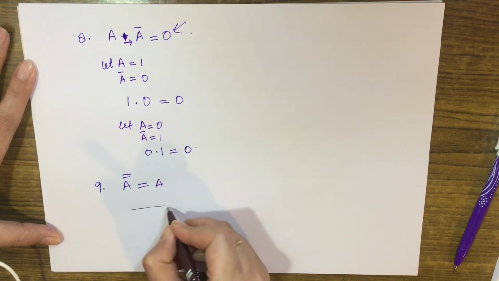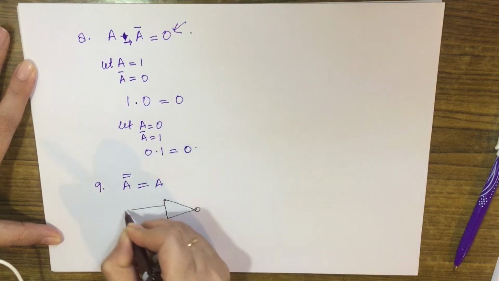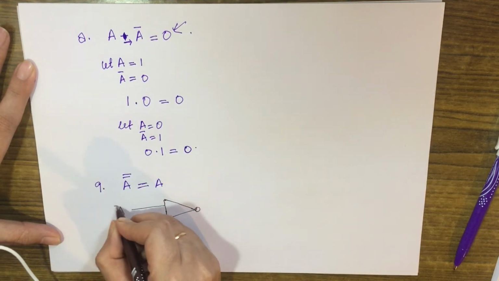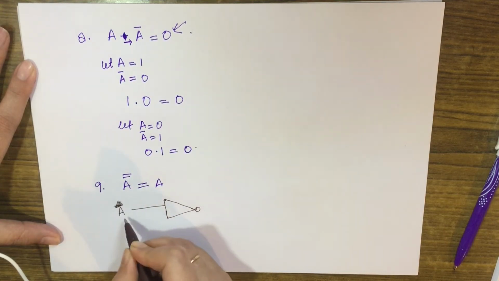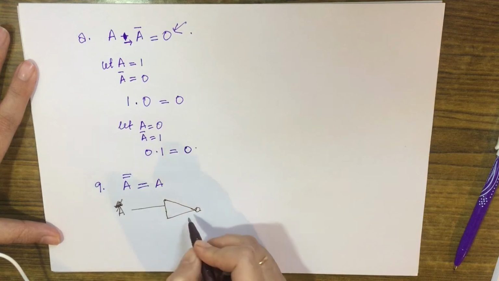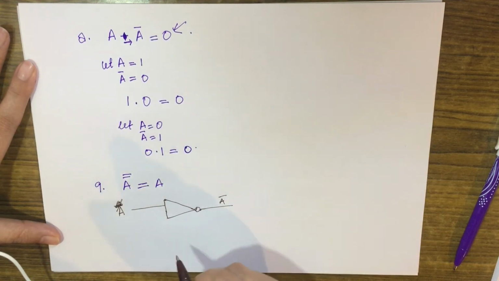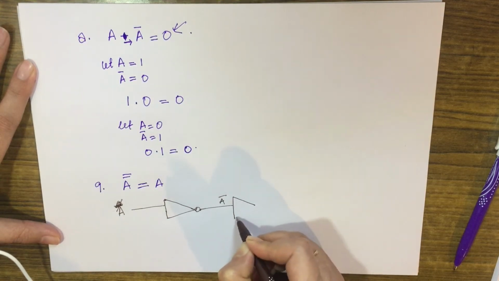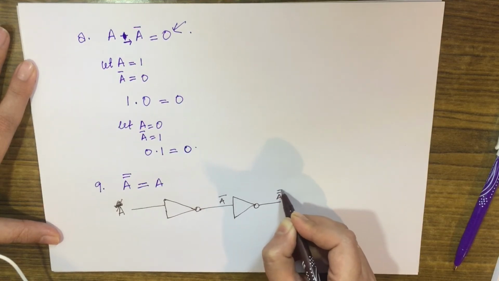Say, for example, I am taking an input and passing it through the gate. This is my NOT gate. I am giving an input as a. This is my a, and this is my a complement. Then again I am giving it to another NOT gate, so the output will be a double complement.